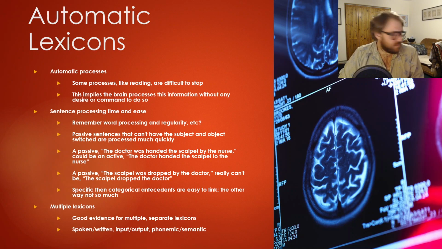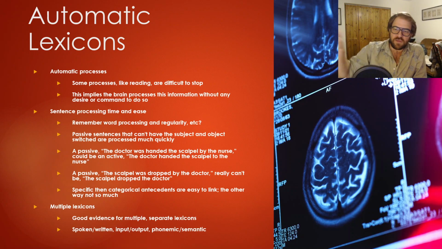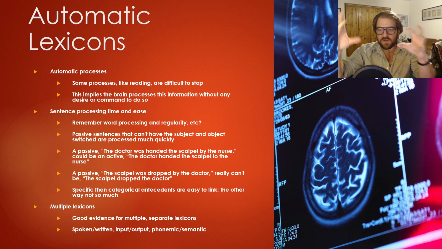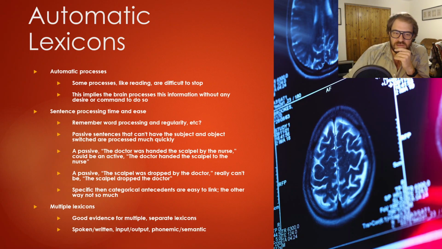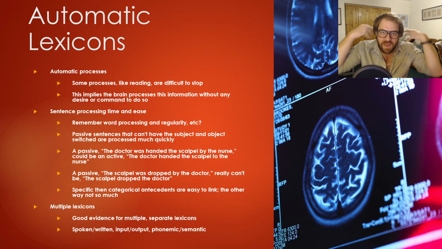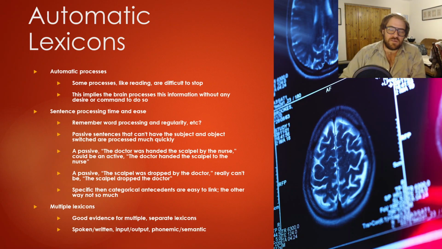In fact, sometimes if you glance over a few words at a time just by moving your head, your brain will kind of put together the letters that it has saccaded onto and make you read something that wasn't there. So it's a very difficult process to stop. It's automatic. Those are automatic processes. It implies that the brain is going to process this information really without a cognizant desire for you to do so. You're not telling yourself to read, it's just doing it.